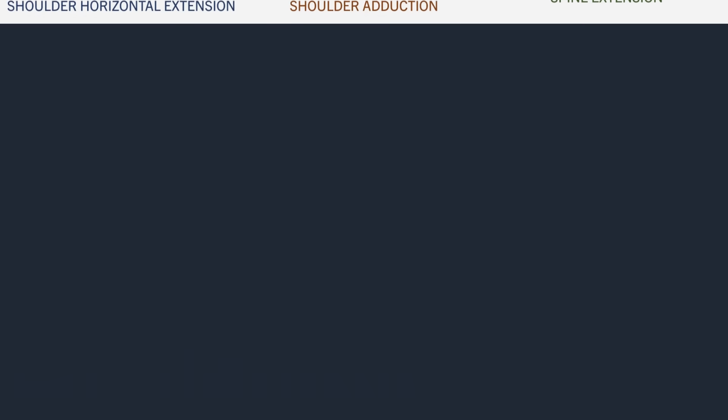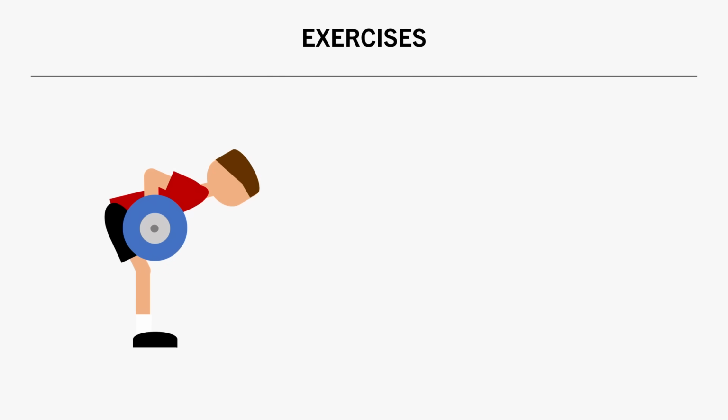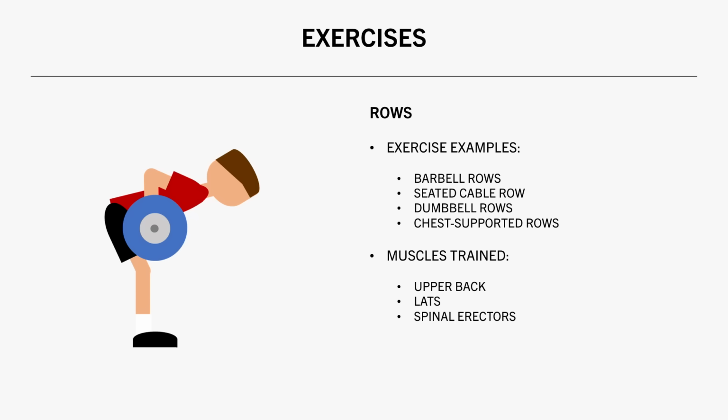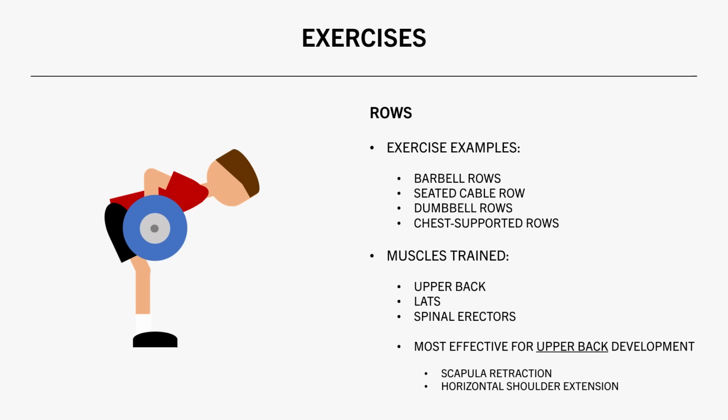With these functions in mind, let's now explore what exercises are going to be effective for training the back muscles. There are three general categories of exercises which can train the various back muscles. First are rows. This includes any form of rows such as barbell rows, seated cable rows, dumbbell rows, chest-supported rows, and so on. Rows are going to train all the back muscles to some extent. Although, based on our understanding of anatomy, rows are going to be most effective for targeting the upper back muscles. This is because they primarily involve scapular retraction and shoulder horizontal extension.